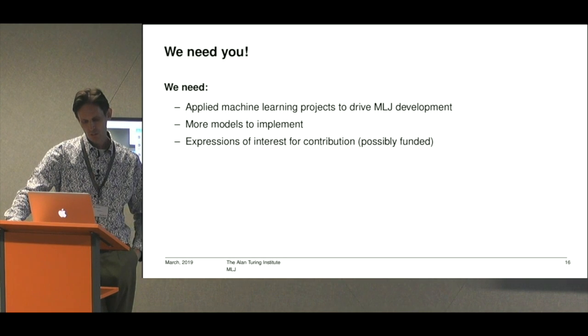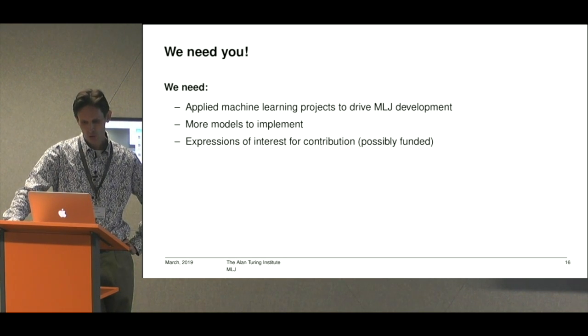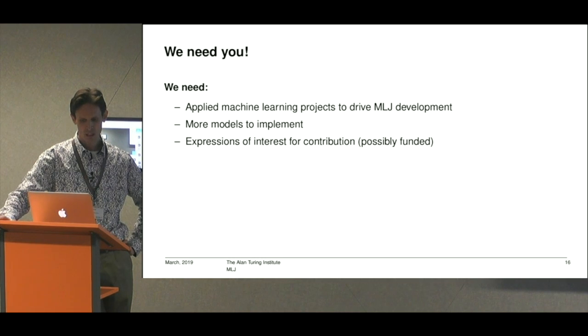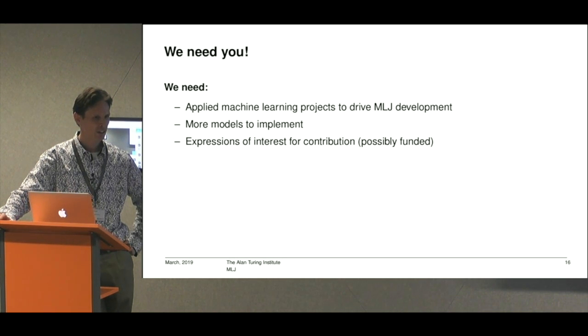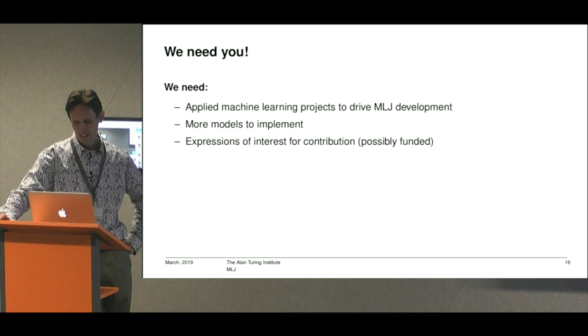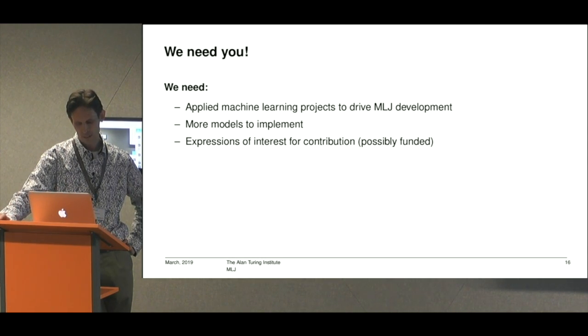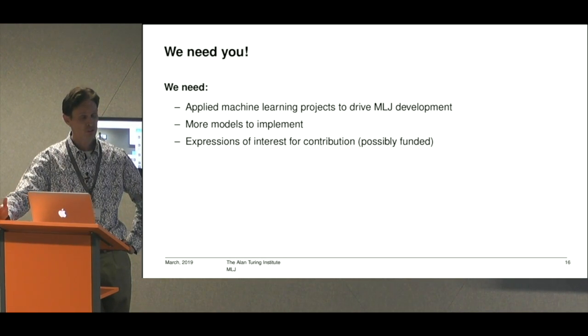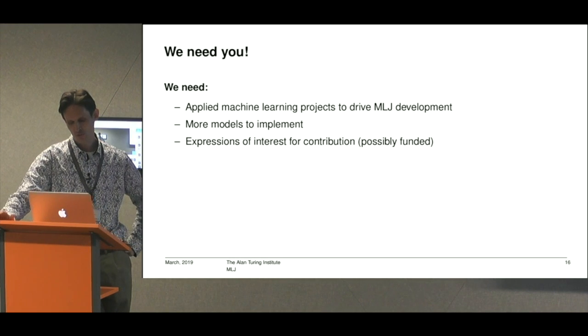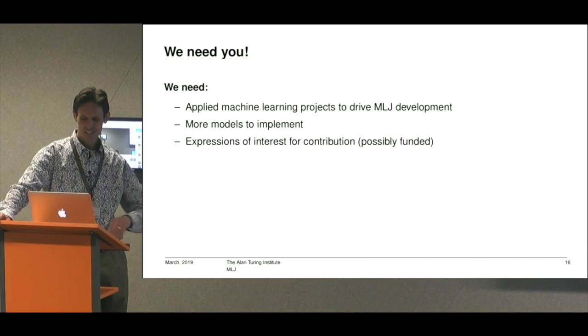In particular, we're looking for the following things. We're looking for end users, so applied machine learning projects to help drive further development. We're always looking for new models to implement. So if you're working on a machine learning model in Julia, we're keen to help you implement our interface for your model. We're always interested in contributors, but there may even be opportunities for paid contributions if we are fortunate enough to continue our funding.